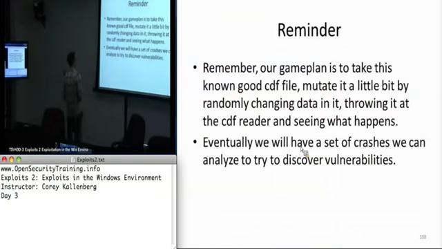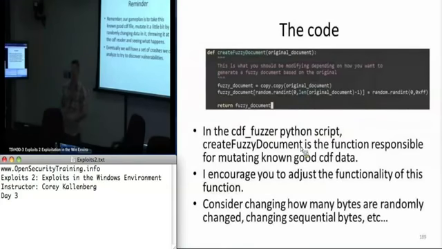Remember, our general plan is here. We're going to take this known good file and mutate it a little bit, just by flipping random bits in the file. We're going to take that mutated file, try to get CDF Reader to render it, and that's going to generate us a set of crashes. Then we're going to look at those crashes later on today and try to decide whether or not we think those crashes represent exploitable conditions in the CDF Reader.